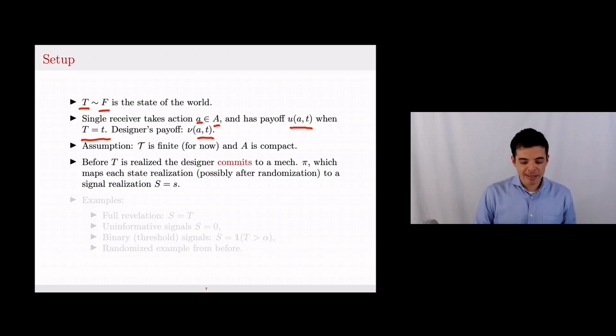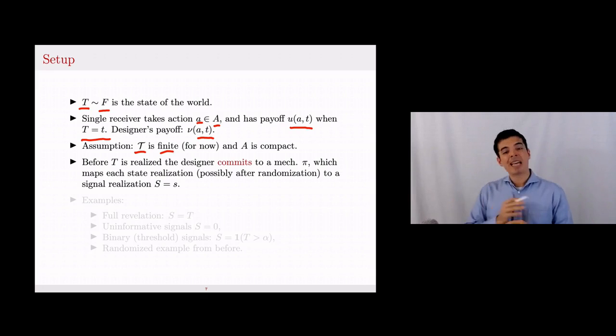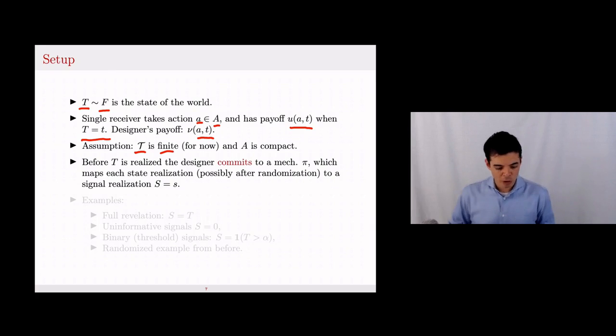The set of possible state realizations, script T, is finite, and the set of actions is compact. So A is compact. This finiteness assumption is not needed for some of the results that we are going to discuss in a bit, and at some point, in fact, I'm going to explicitly relax that assumption. But for now, I'm keeping it because it is conceptually simpler to think about settings where the set of states is finite. At the same time, it simplifies the notation a little bit. So I'll stick to this assumption for now.